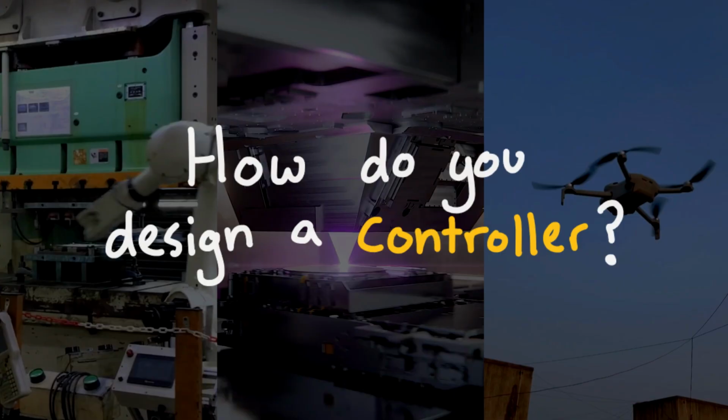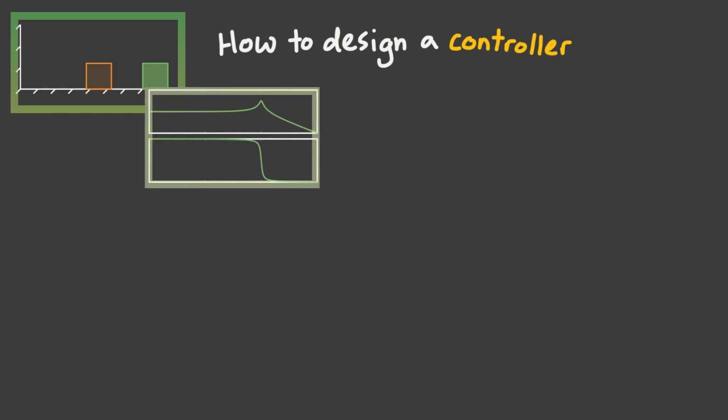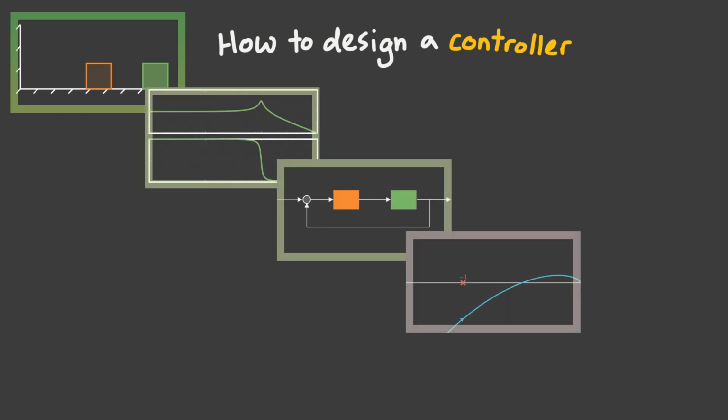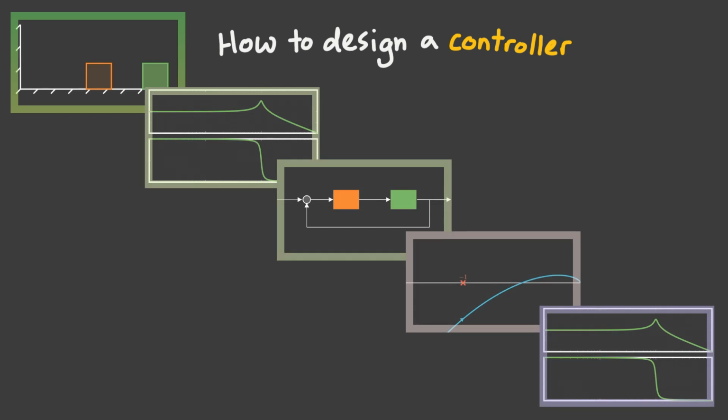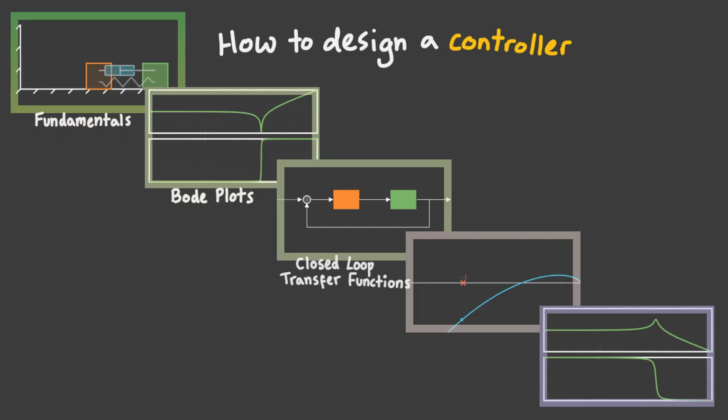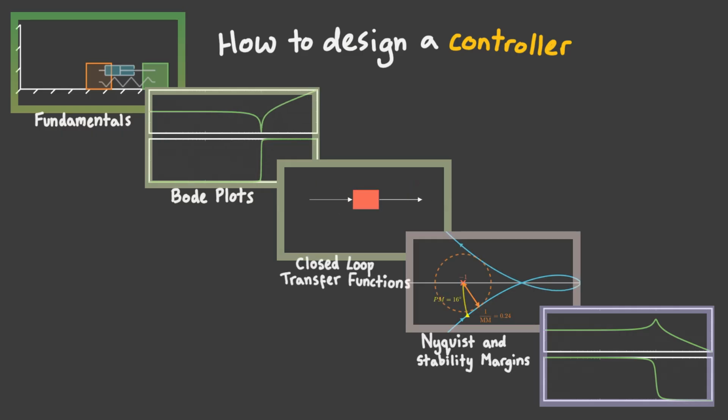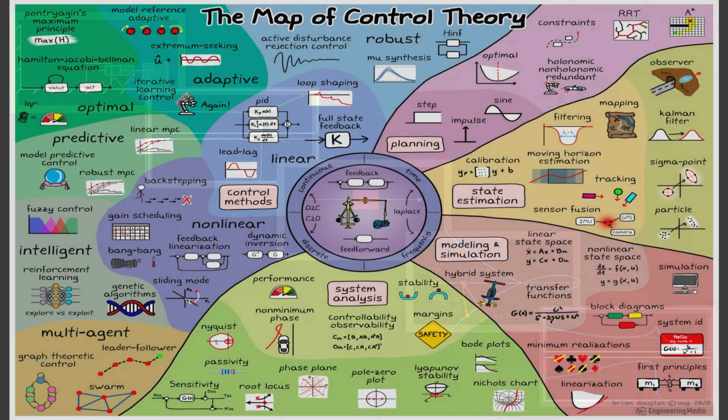But how do engineers achieve this? How do you design a controller? Let's find out. In this video series, we'll teach the foundations of control theory that's relevant for motion systems in industry. This series will span 5 chapters: fundamentals, Bode plots, closed-loop transfer functions, Nyquist instability margins, and loop shaping. And in the end, we'll use it all to design a controller and test it out in the real world.